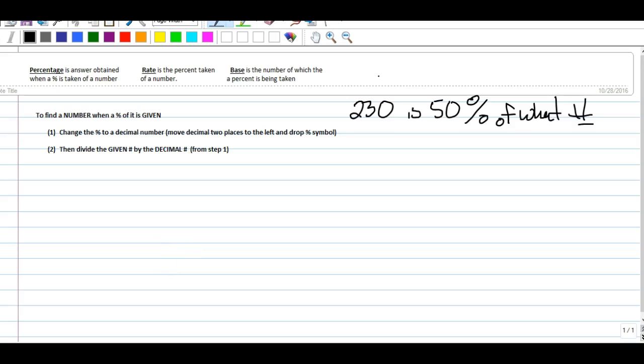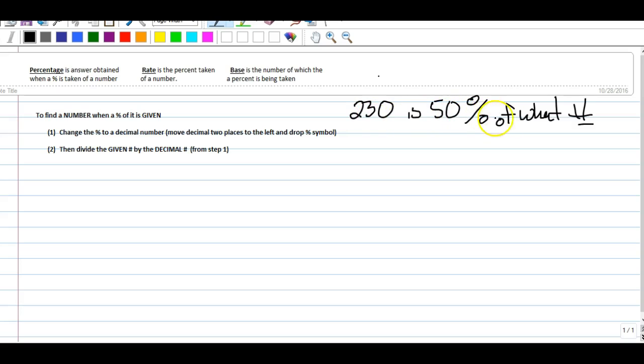Here we're examining the third type of percent problem, and that's to find a number when a percent of it is given. I must caution you though, because these types of problems look very similar to the first type of problem that we solved. Here I'm not asking you to find 50% of 230. If I were asking you to find 50% of 230, it would be the same as the first type of problem that I presented. You just simply drop the percent, change the percent to a decimal, and multiply. But I'm not asking you to find 50% of 230. So let's look at the difference between finding a percent of a number and finding a number when a percent of it is given.